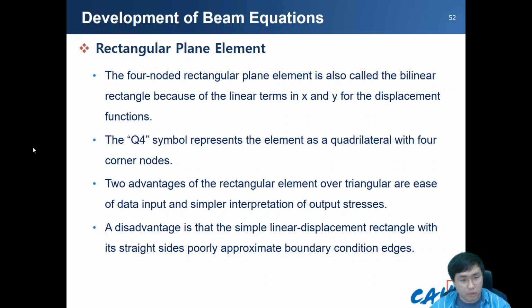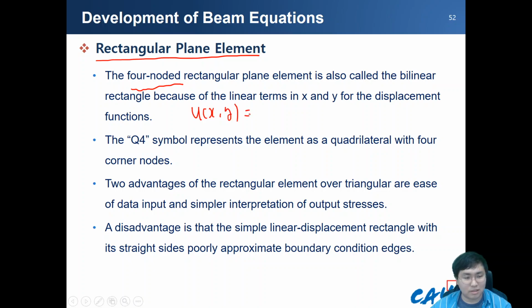Okay, welcome back. Let's continue the 2D simulation. Today we are going to discuss the rectangular element. Compared to the CST element, the rectangular element has 4 nodes, so it has one more node, so that the displacement field is defined in a slightly different way.